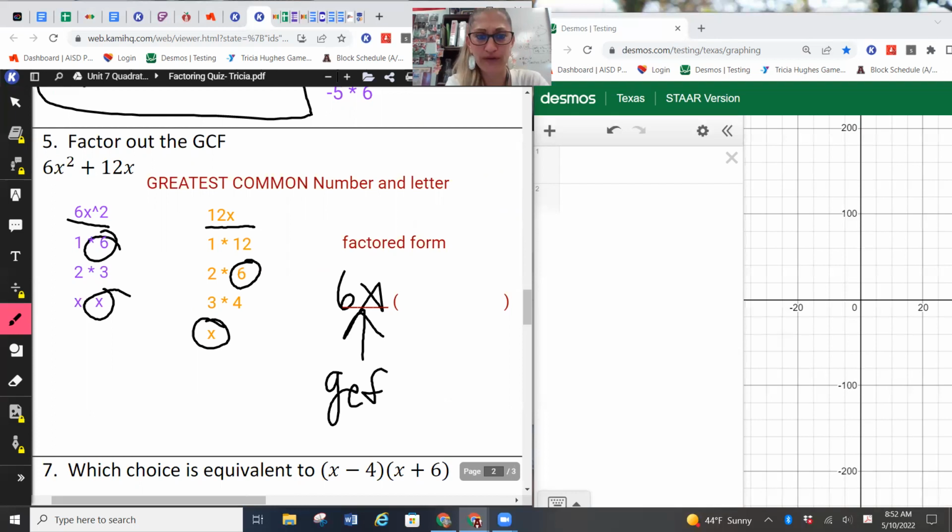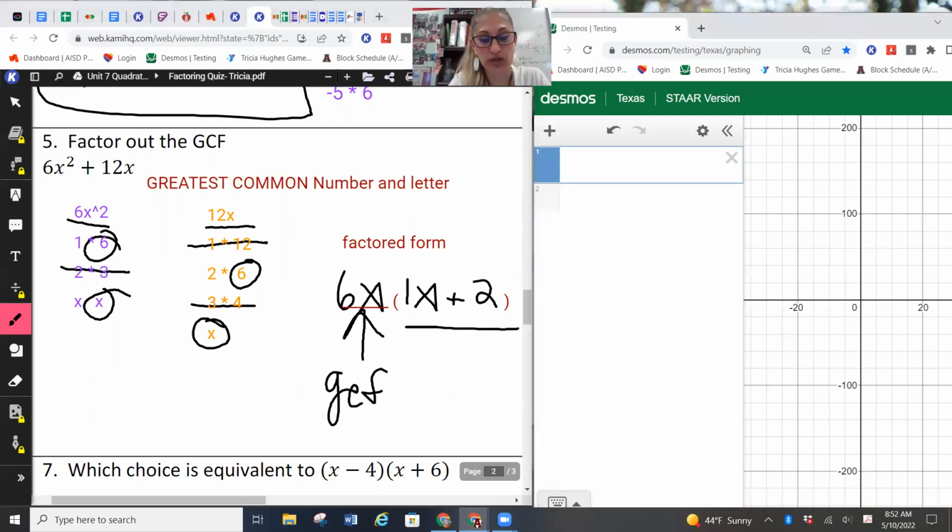Now, how do I figure out what goes in here? Well, looking at purple, I did not use the 2 times 3. I'm going to cross it out. So the only thing left in purple is a 1 and an X, and that goes back inside. For the orange, I did not use a 1 times 12, cross it out. I did not use a 3 times 4, cross it out. I did use 2 times 6 because I circled the 6. So what's left over in orange is just the 2. So plus 2. And then I can check my answer on Desmos.